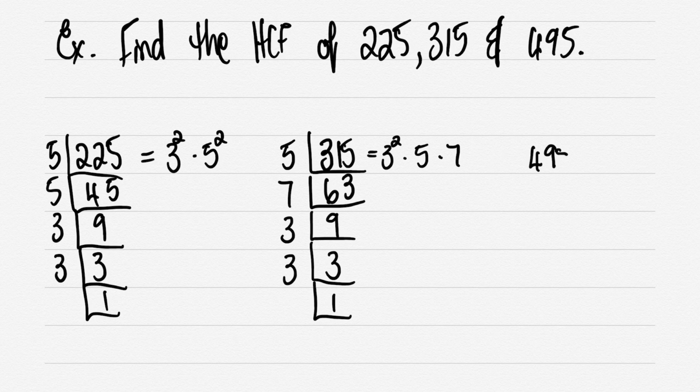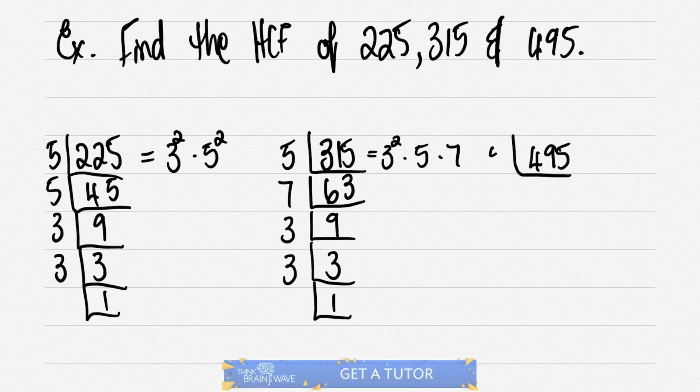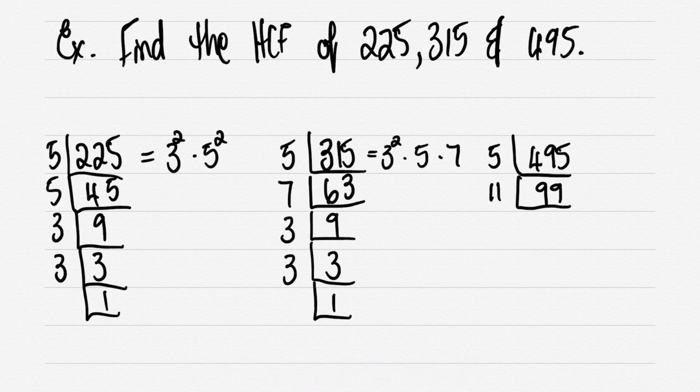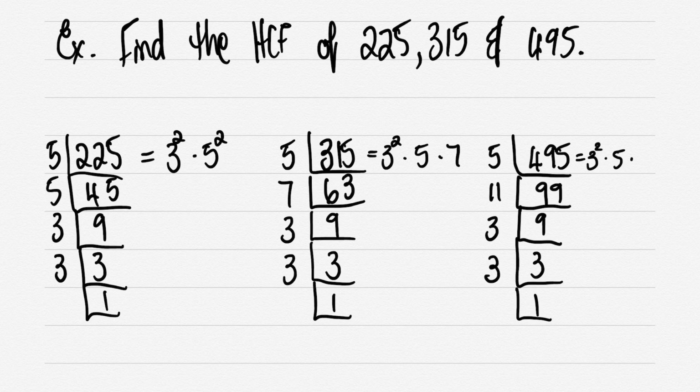Let's do 495. For 495, we'll probably start with 5. 5 into 49 doesn't go cleanly. It goes into 45, so you carry the 4 across and you get 99. We then have 11 giving you 9. We use 3 and 3 giving you 1. There's our two 3s. There's our 1. So 495 is equal to 5 times 11 times 3 squared.